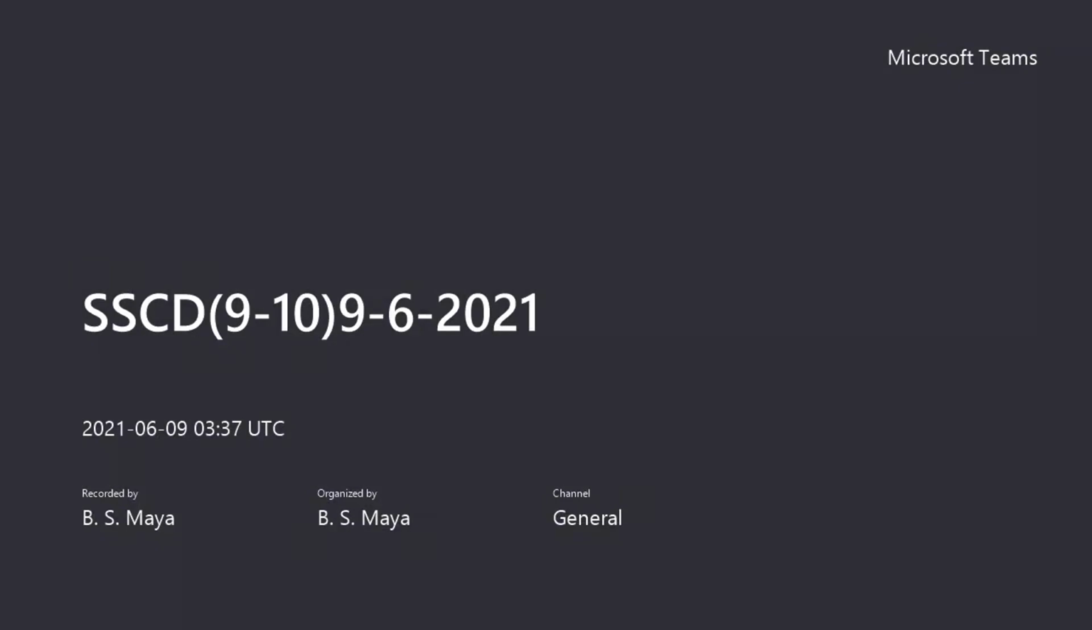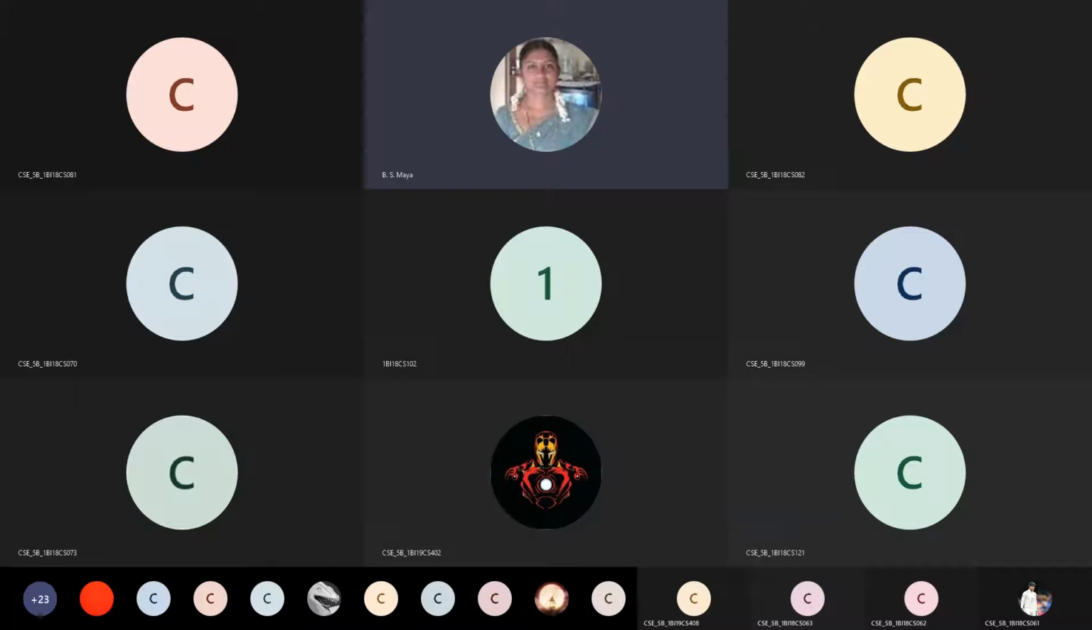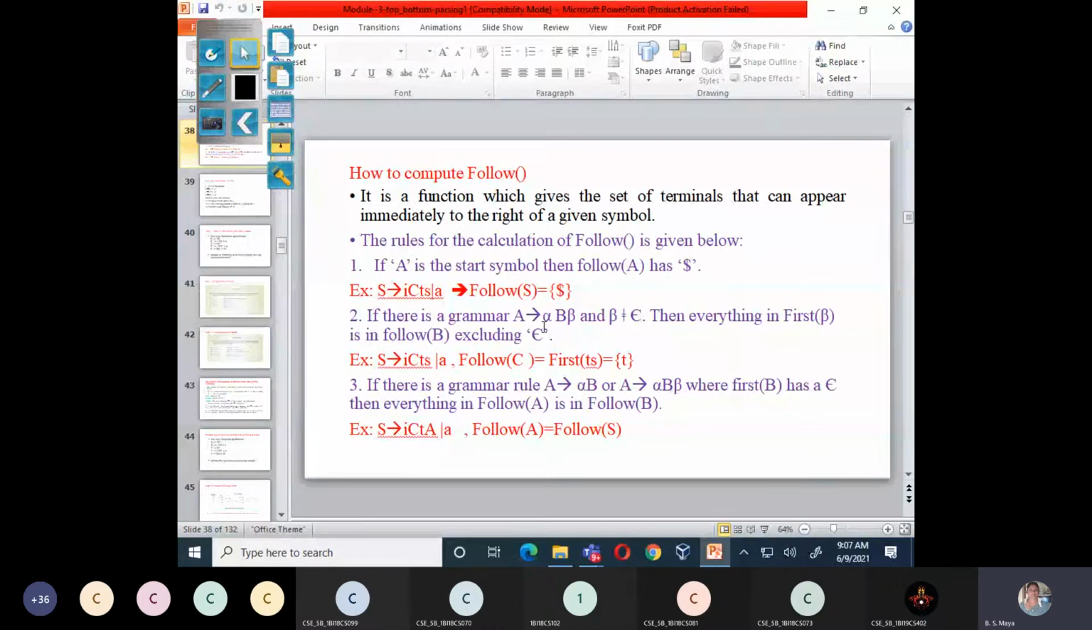Last class we studied how to compute first for any given grammar in order to do predictive parsing. For predictive parsing, you have to check whether the given grammar has left recursion and whether it needs left factoring. After removing those, we apply the first and follow functions. Then we go for construction of the parsing table. Let me go for construction of parsing.